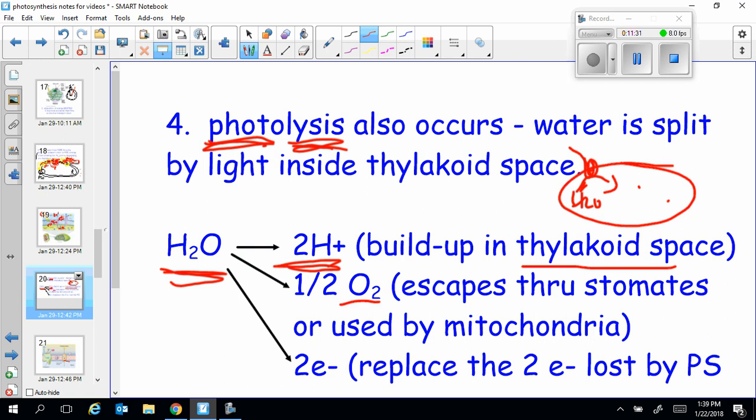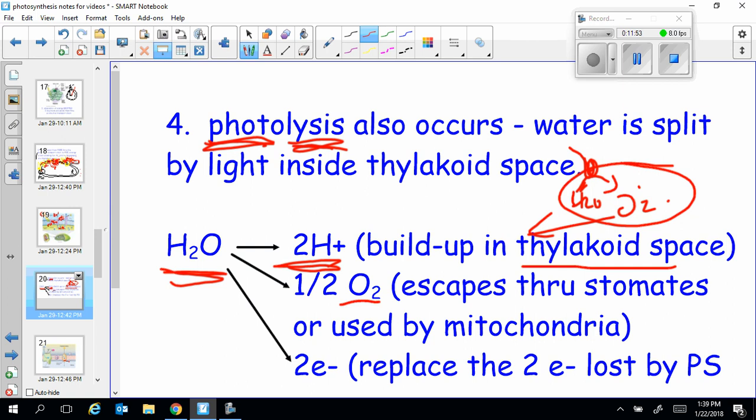It's going to make oxygen, and the oxygen it makes is going to go right out because it's going to move from high to low. And eventually it's even going to get out of the leaf, not just out of the chloroplast or out of the cell. It can actually get out of the spongy mesophyll area and escape through a stomate. Or it could get used by a mitochondria to do respiration.